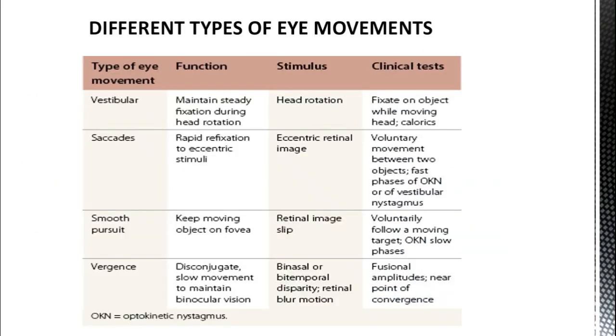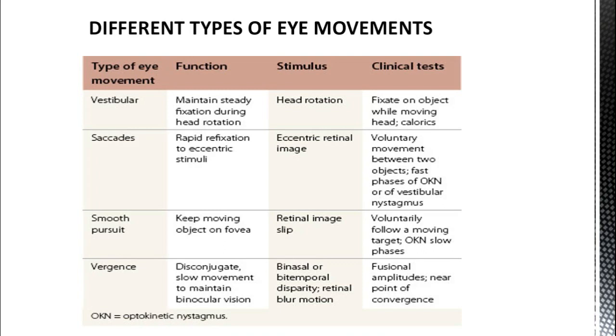So, as we know, electro-oculography records the eye movements. So, it is very important to understand the several movements that the eye has. So, first we have the vestibular movement. The vestibular movement means that the head rotates, but the eye remains fixated on a certain object. As it is written for clinical tests, fixate an object by moving the head.